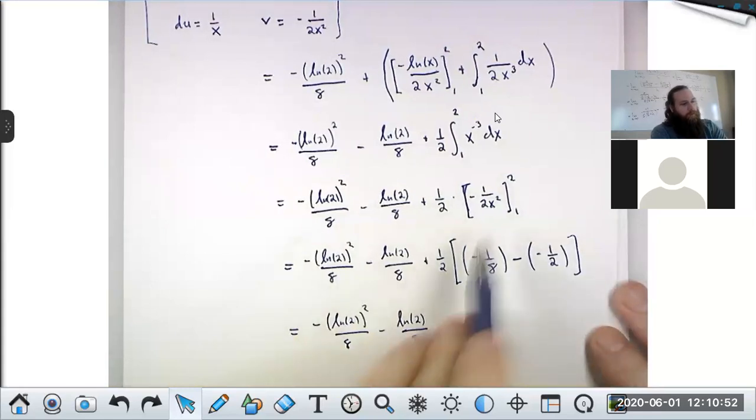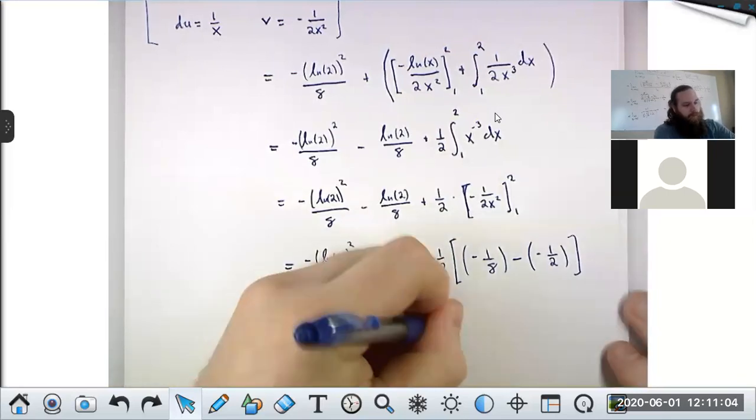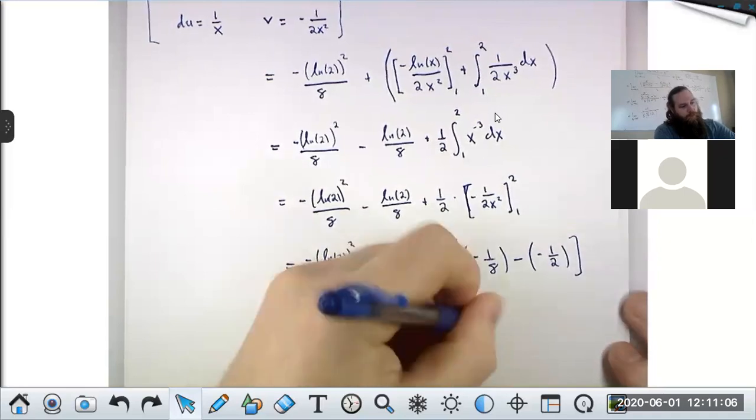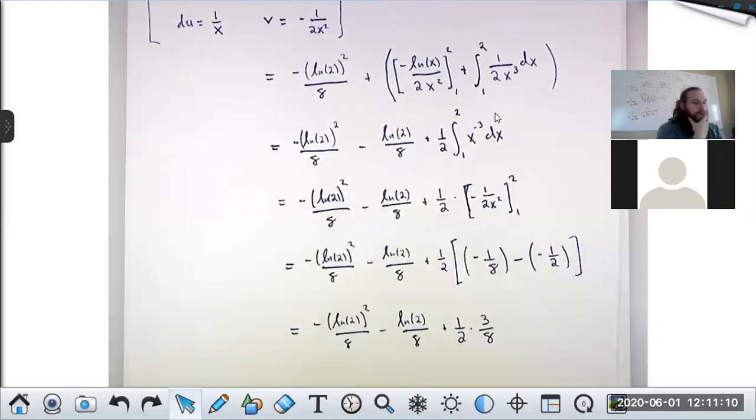Let's clean this up. This is the same as 1/2 minus 1/8. 1/2 is 4/8, so that's 3/8. And you could write that as 3/16 if you wanted to.